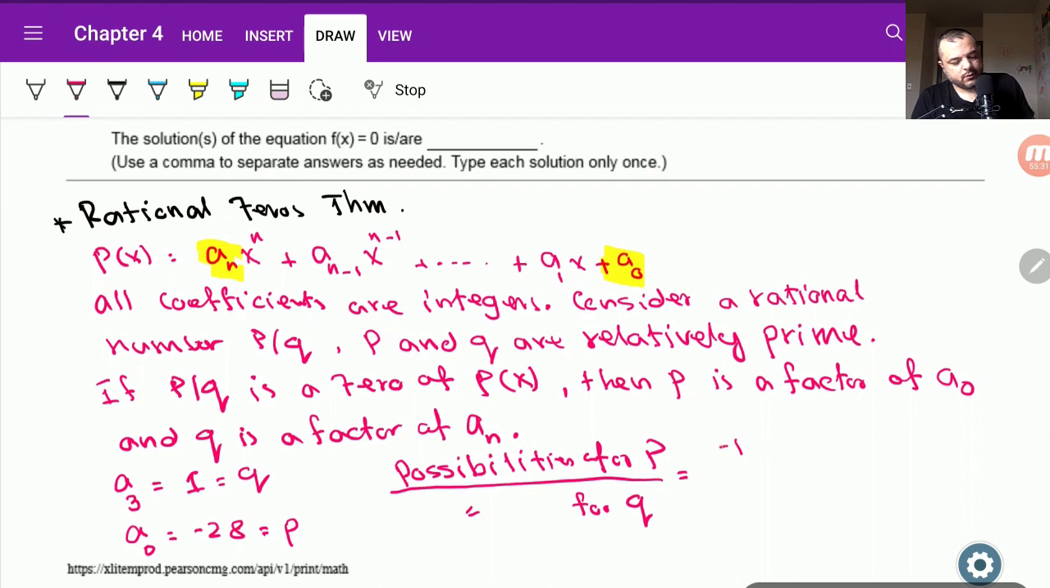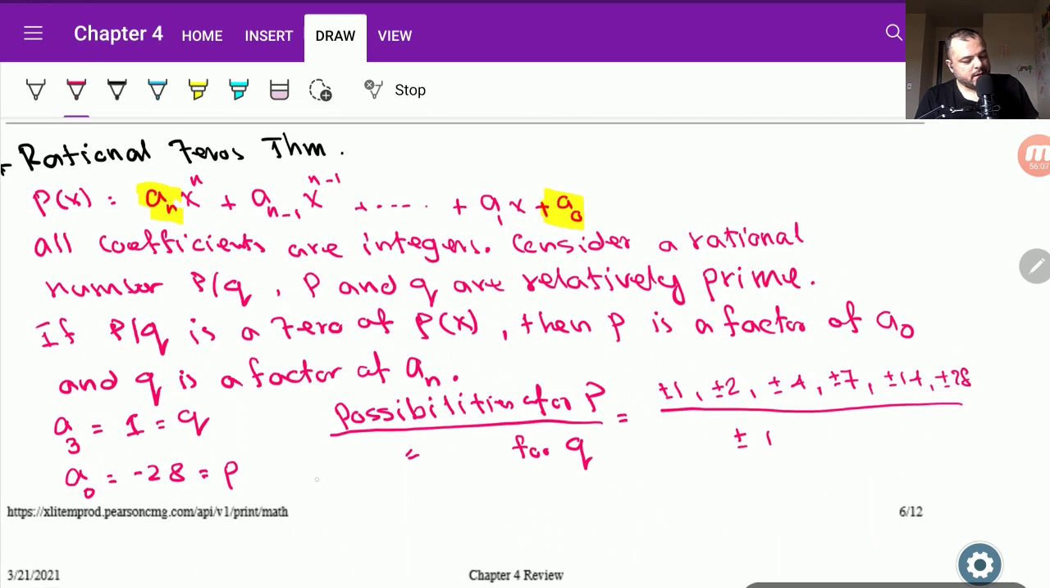1 plus or minus, 2 plus or minus, 4 plus or minus, then we got 7. What else? 14 plus or minus, and 28 plus or minus. All of these are divisors of 28. What about the q? The q, we have only 1, so plus or minus 1.